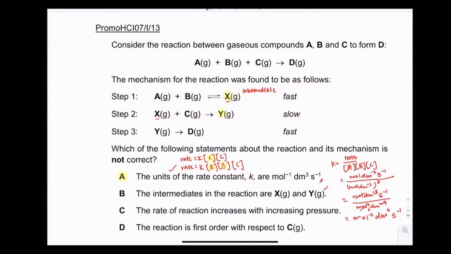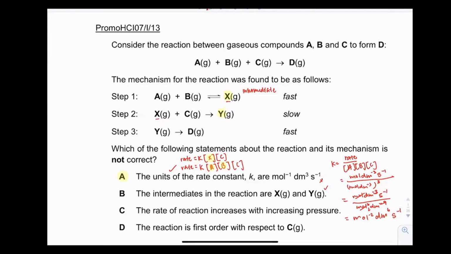Okay, C, the rate of reaction increases with increasing pressure. So then you notice that all of these reactants are in the gaseous state. So therefore, since they are gases, they can be affected by pressure. So therefore, when the pressure increases, the rate of reaction increases. Okay, remember that rate of reaction is affected by concentration, surface area, pressure, and temperature.